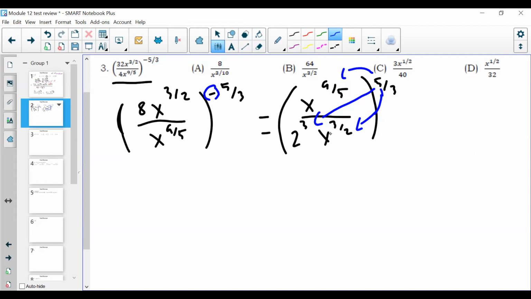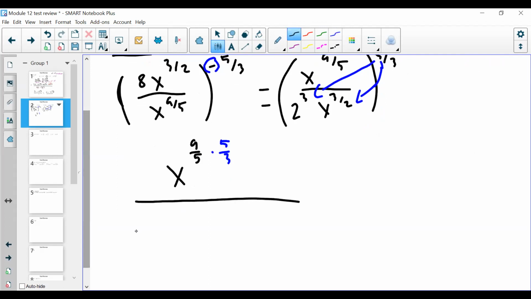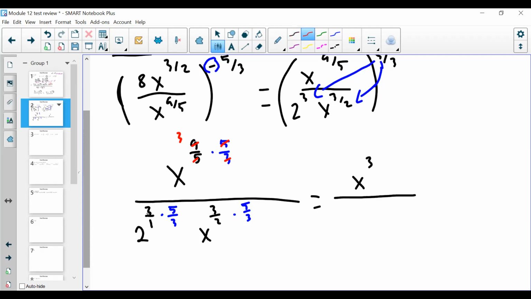All right, so I'm going to distribute this 5 over 3 to everything that has an exponent. So what I end up getting is x to the 9 over 5 multiplied with 5 over 3, all over 2 to the 3 over 1 power, which is just 3, times 5 over 3, then x to the 3 over 2 times that 5 over 3 again. And then I'm going to simplify these exponents. So on the top, these cancel out, leaving me with 3 on the top, and these just completely cancel out. And that leaves me with x to the 3rd power on the top. And then for the 2 to the 3rd power, when you raise that to the 5/3 power, these 3's cancel out, and I'm just left with 2 to the 5th power. And then for the x to the 3 over 2 times 5/3, these cancel out, and I'm really just left with x to the 5 over 2.